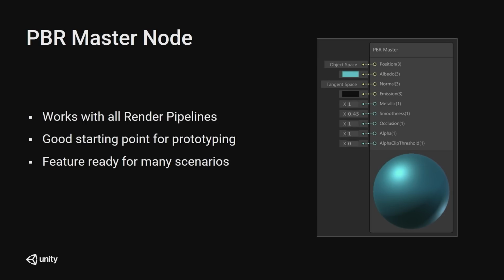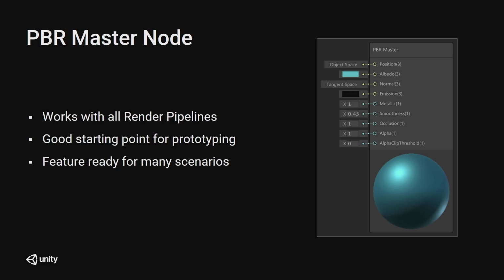starting with the PBR master node. This master node works across all render pipelines, and for that reason alone, is a really great node to use if you just wanted to prototype. Furthermore, the feature set includes properties like occlusion and emission, and is broad enough for most rendering scenarios.